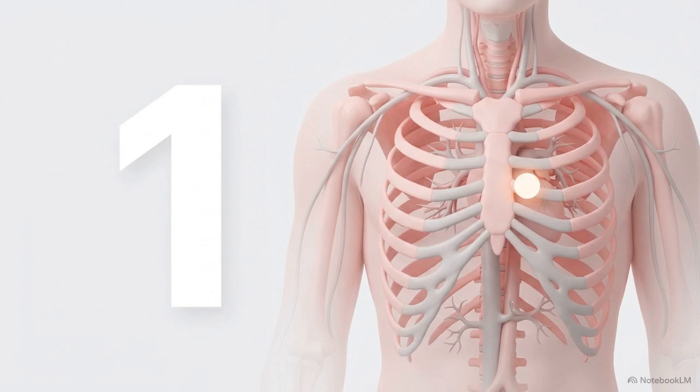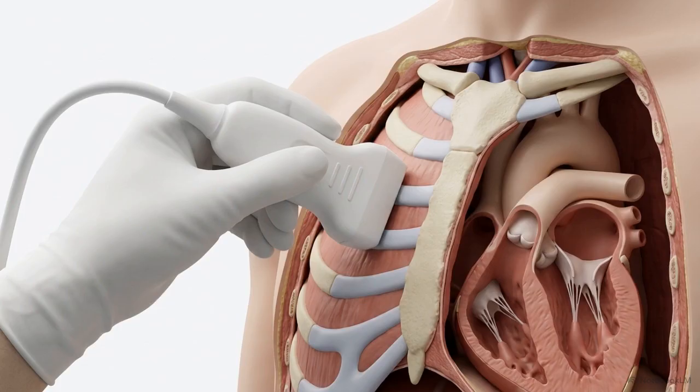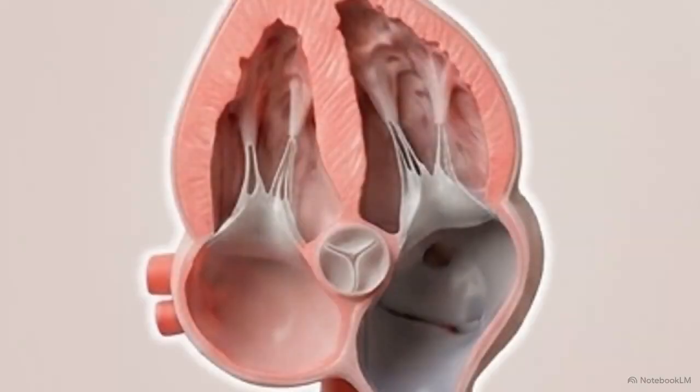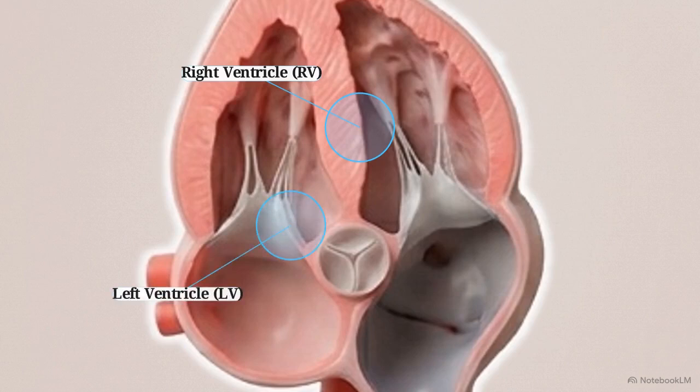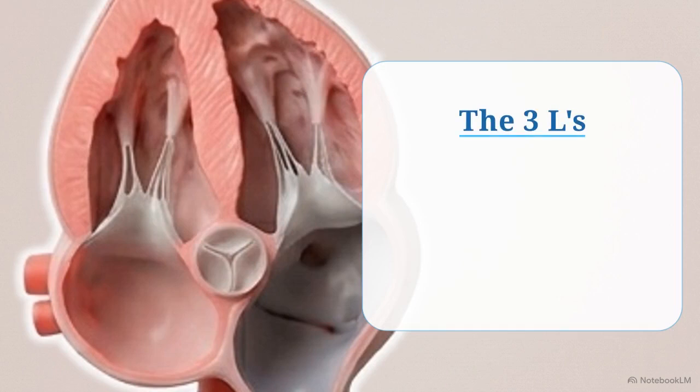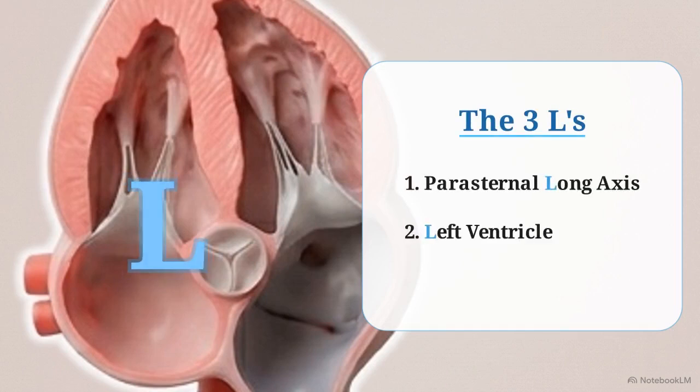Your first window is the Parasternal long axis, or PSLA. Place the probe at the 4th intercostal space, right next to the sternum, and point the indicator toward the patient's right shoulder. This simulation shows the cross-section, the right ventricle at the top, then the left ventricle, left atrium, and finally the aorta. If you lose orientation, remember the 3 L's. In the parasternal long axis, the left ventricle is on the left side.